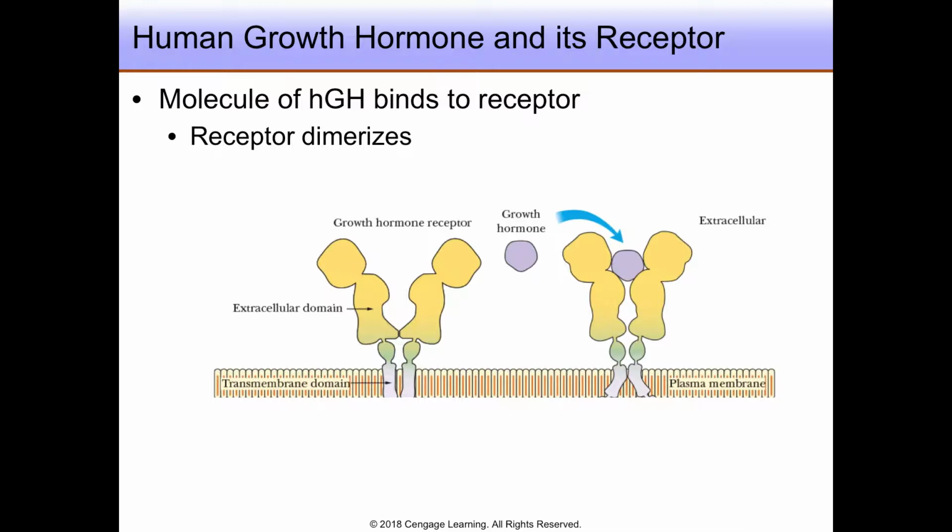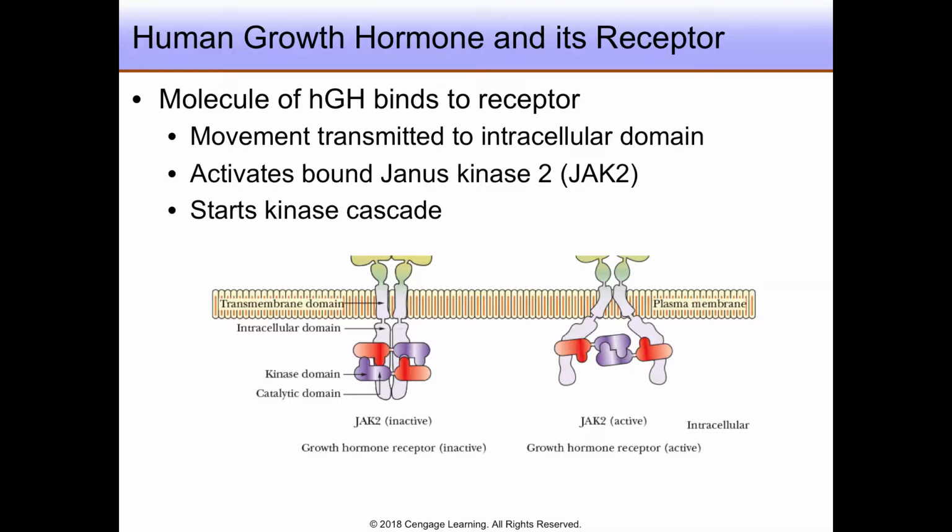Another example of a membrane-bound receptor is that of human growth hormone, or HGH. As hormone binds, it causes dimerization of the receptor. The conformational change associated with receptor dimerization is transmitted to an intracellular domain which is bound to an enzyme known as Janus kinase 2 or JAK2.